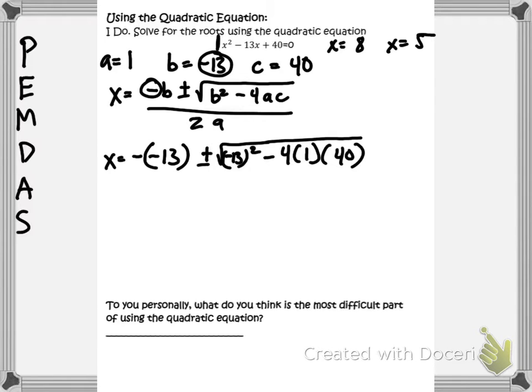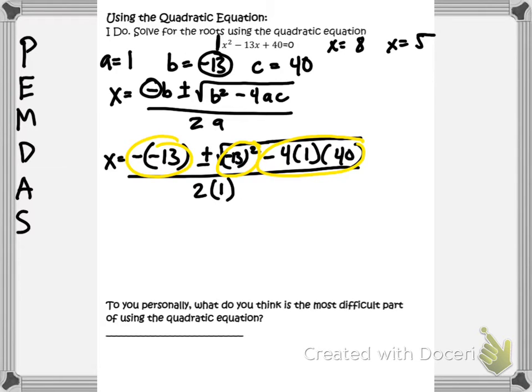Alright, and on the bottom I have 2 times my a value of 1. Alright, this is the initial setup. All I'm doing is just throwing in the a, the b, the c value. Alright, so when you guys simplify this, I know this looks like a huge mess, but there's certain parts you do first. So the first thing we should do is simplify this and simplify this. And also this.